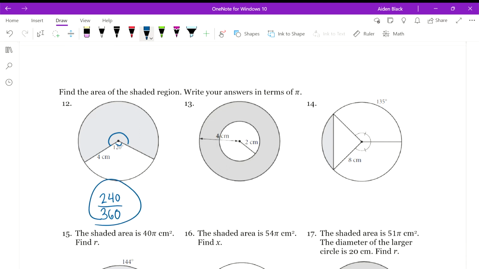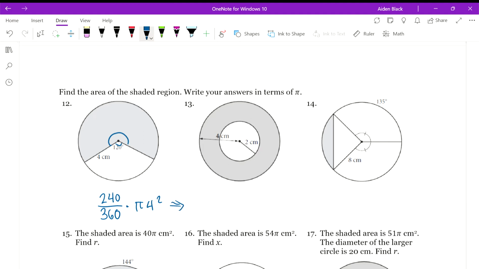Right here, this is the ratio of that angle to the entire circle. What we do is we multiply that by the area. This is the area. That is what will give us the area of that shaded region. So the radius in this case is 4.